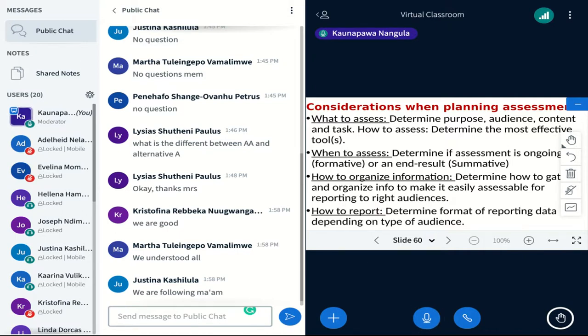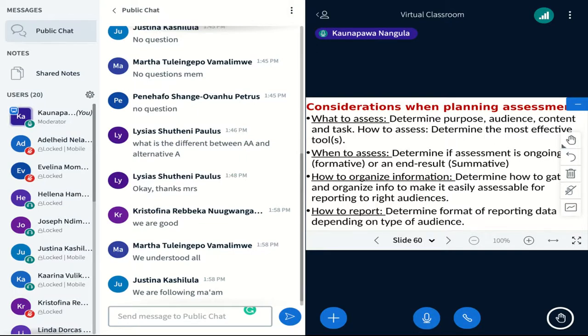And then next we have when do you assess? Determine if the assessment is ongoing. Is it formative, ongoing, happening as you are teaching? Or is it summative, which is at the end of instruction? All right, at the end of the chapter, at the end of the semester. When are you going to assess? Not how, but when. And then how to organize the information.